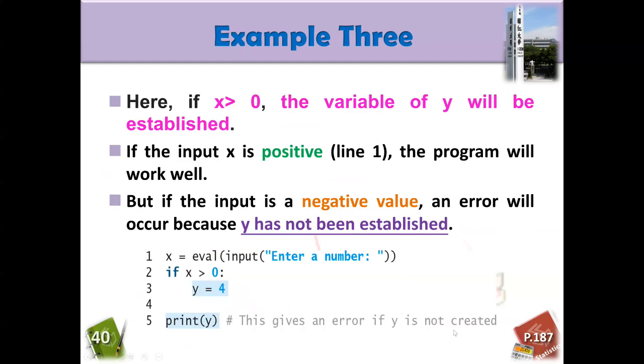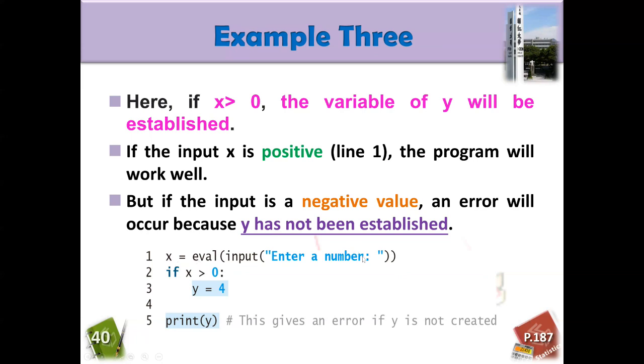So this is another example here. If x is larger than 0, the variable y will be established. If the input x is positive, then the program will work well. But if the input is a negative value, an error will occur because y has not been established. It's very interesting. See, x is a global variable, right?